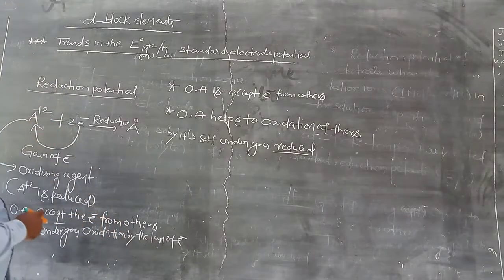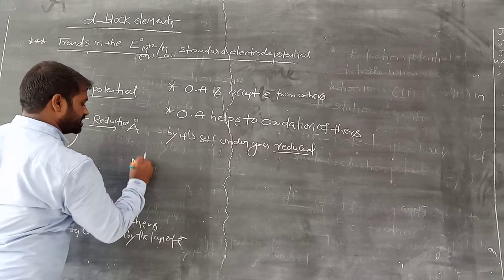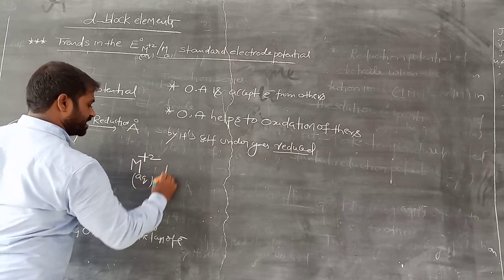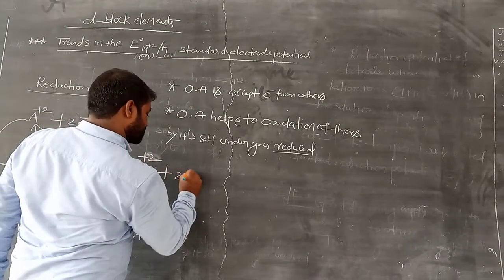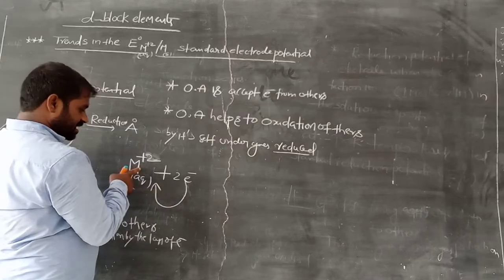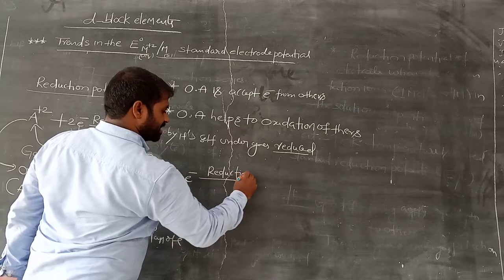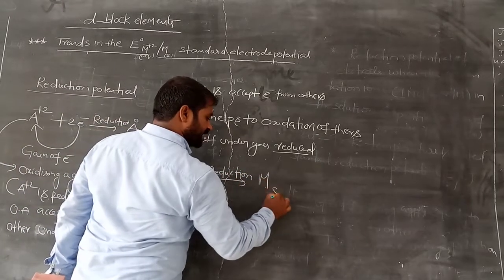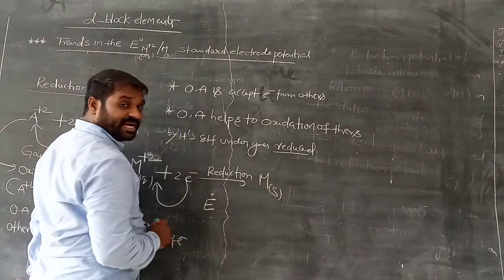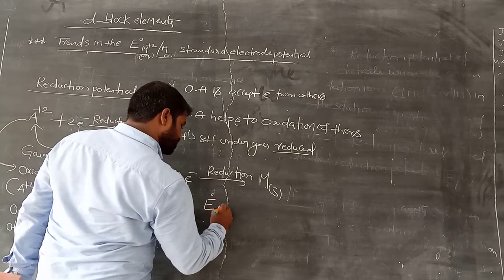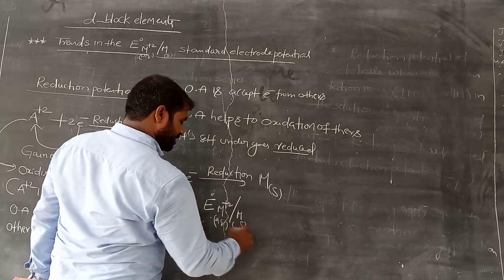So now A plus 2 becomes A. Suppose M plus 2 is there, which is aqueous. Suppose it gains 2 electrons from others. It undergoes reduction. It gains 2 electrons and becomes M metal, solid. Then the potential developed here is E naught at standard conditions. E naught for M plus 2 becoming M solid. Clear? M plus 2 becomes M.